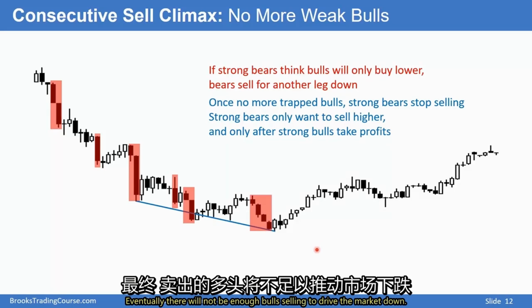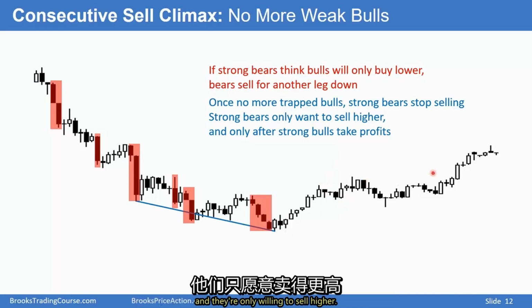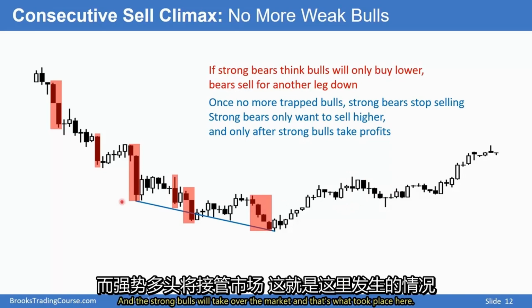Eventually, there will not be enough bulls selling to drive the market down. There will not be enough weak bears left selling, and the strong bears will stop selling, and they're only willing to sell higher. And the strong bulls will take over the market, and that's what took place here.